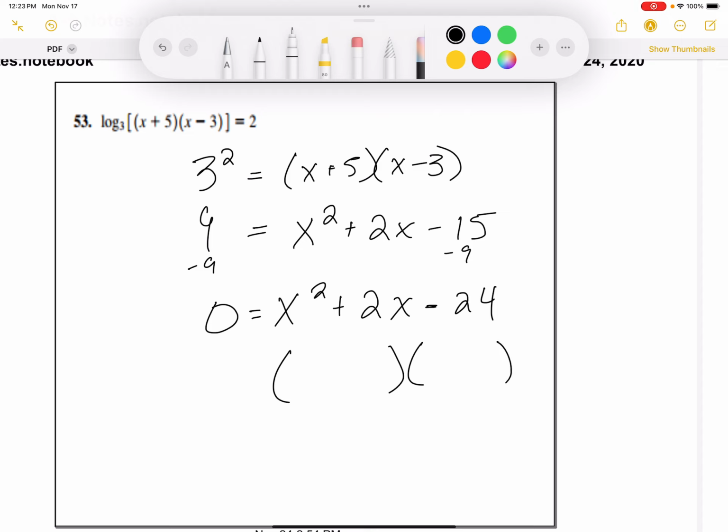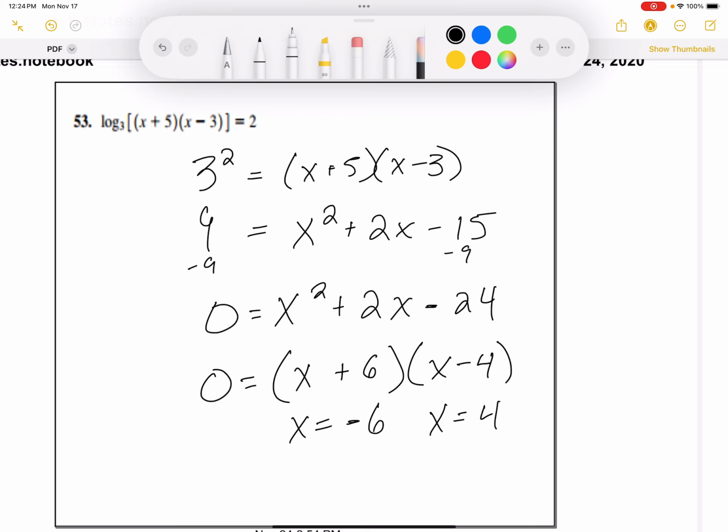Try to factor this, x and x. 24 and 2, so two numbers you can multiply together to get 24, that when you add them together you get 2. 6 and 4. So it'd be positive 6 and negative 4. So x plus 6 and x minus 4, that equals 0. So each one of these equals 0. So x equals negative 6 and x equals positive 4.